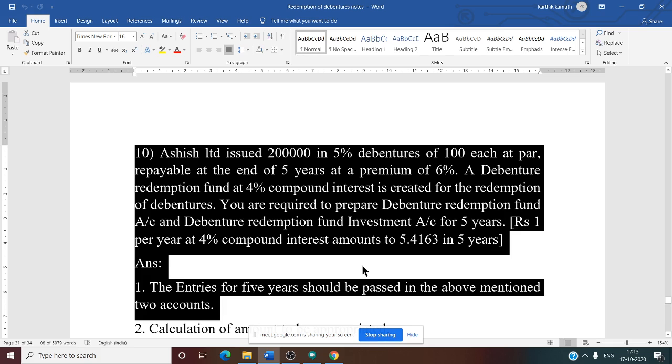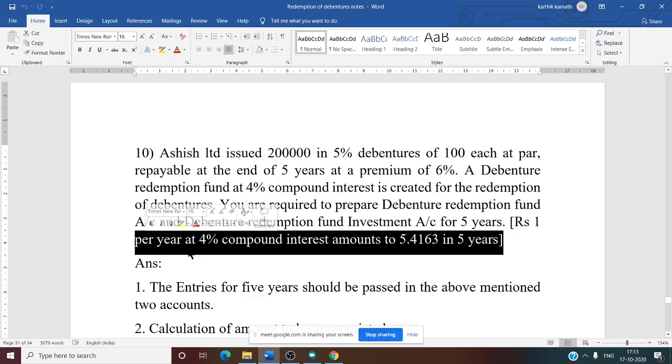So now you are required to prepare the debenture redemption fund account and debenture redemption fund investment account for 5 years. So in this problem you are going to prepare only two accounts, that is our second and third account. Till now, for the 24 marks problems, we prepared all the 5 accounts: debenture account, debenture redemption fund, debenture redemption fund investment, bank account, debenture holder account, and if required, redemption premium account also.